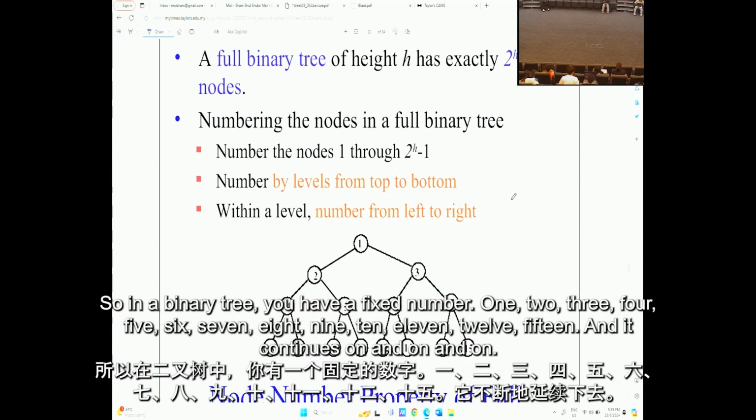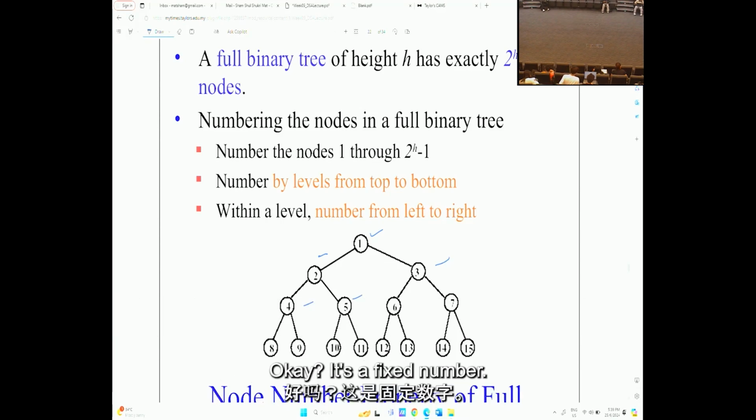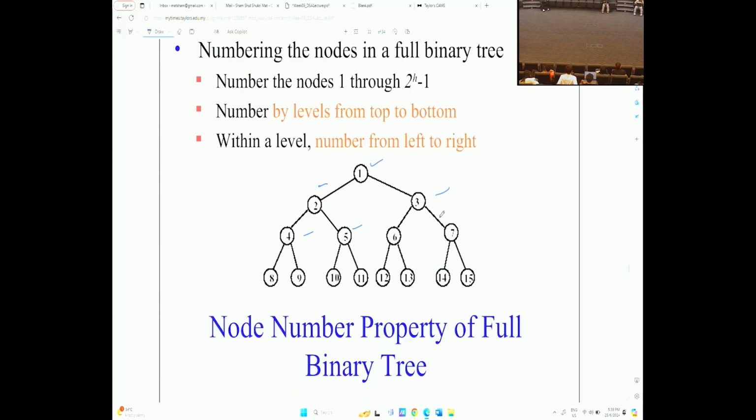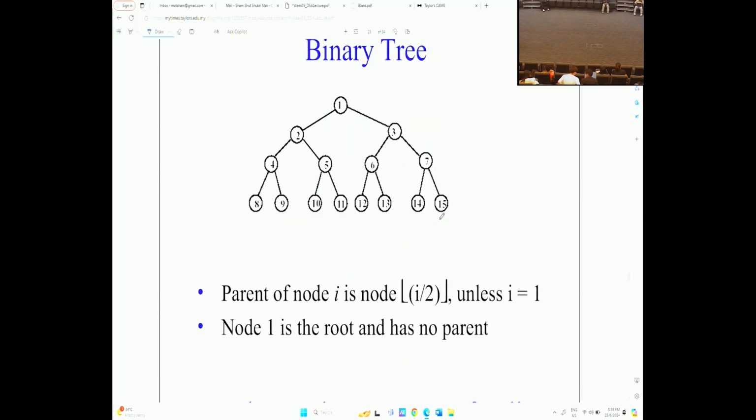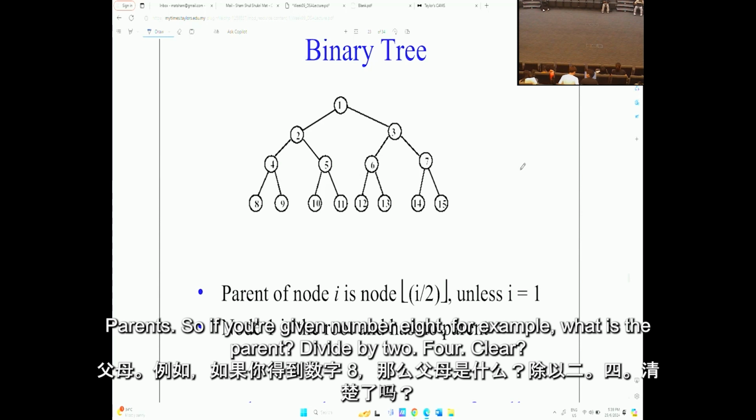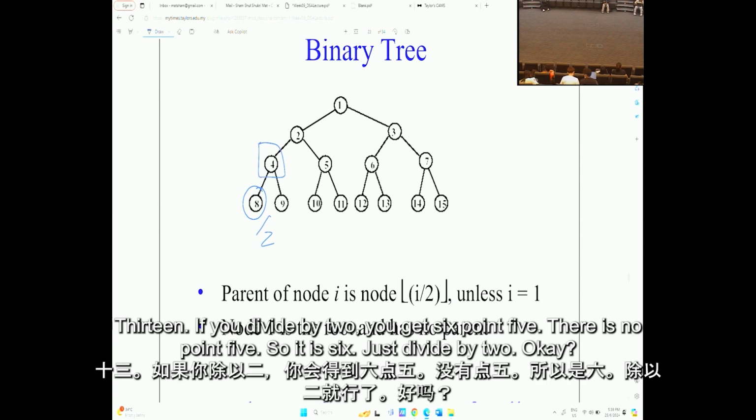So in a binary tree, you have fixed numbers: 1, 2, 3, 4, 5, 6, 7, 8, 9, 10, 11, 12, 15, and it continues on and on. Okay, it's a fixed number. Parents. So if you are given number 8, for example, what is the parent? Divide by 2, 4. Clear? 13. If you divide by 2, you get 6.5. There is no 0.5, so it is 6. Just divide by 2, okay?